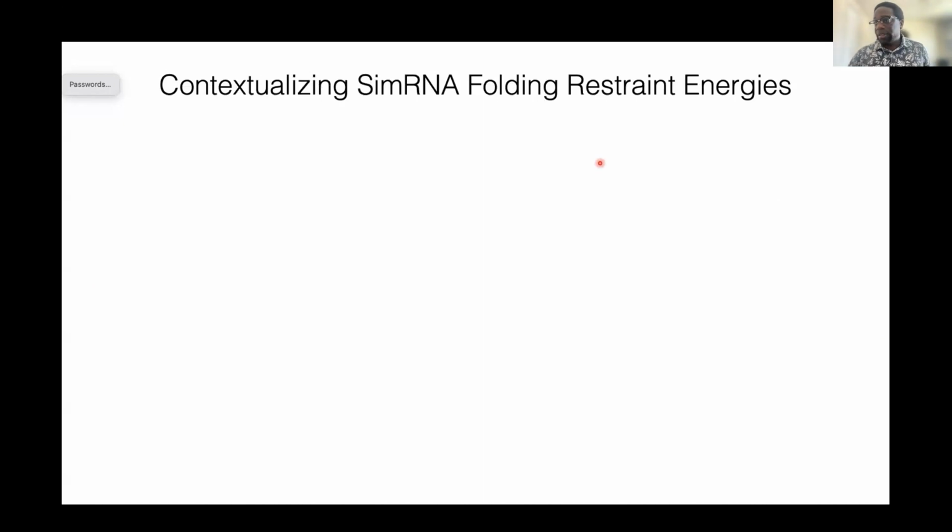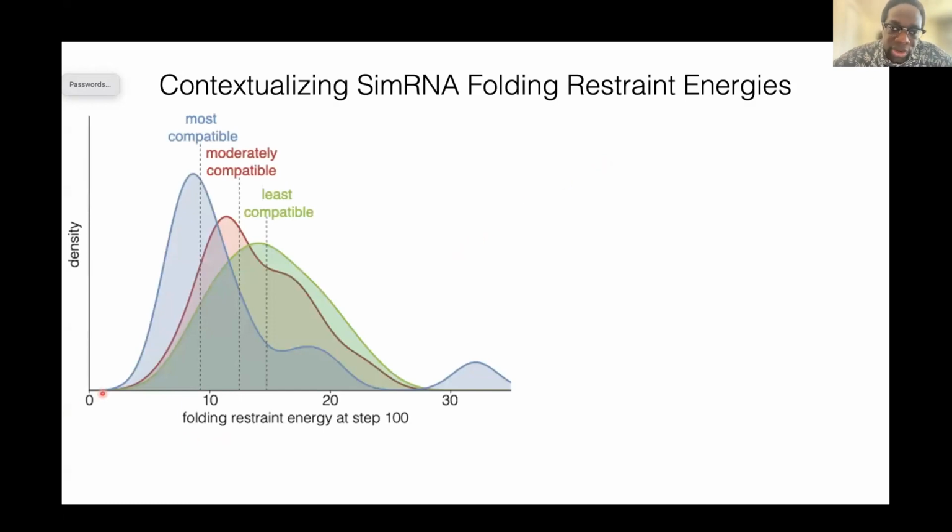One of the things you can do is that, once you provide a target structure to SimRNA, it can also tell you the restraint energies. The restraint energies capture the extent to which you need to add additional energy into your system to allow you to fold into a target structure. So the higher the restraint energies, the less compatible the sequence is with your target structure. You can imagine if you had a set of sequences for a particular target, those that are most compatible should show lower folding restraint energies, whereas those that are least compatible should show high restraint energies.